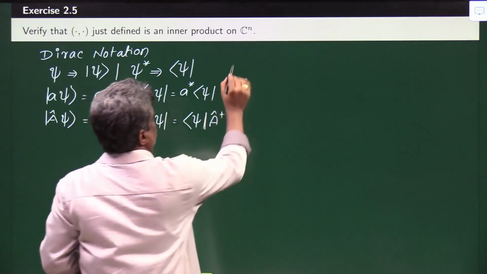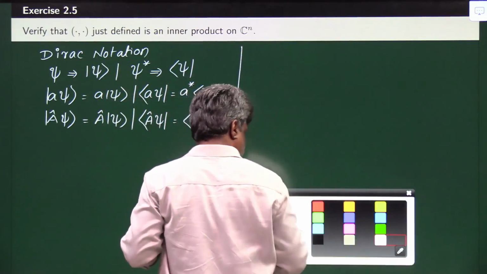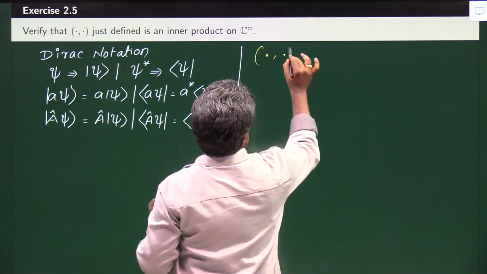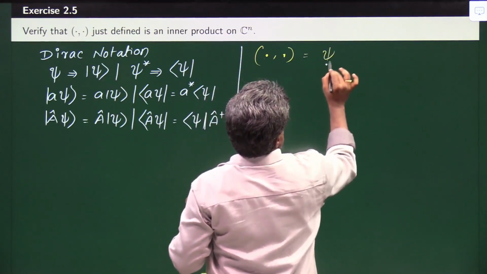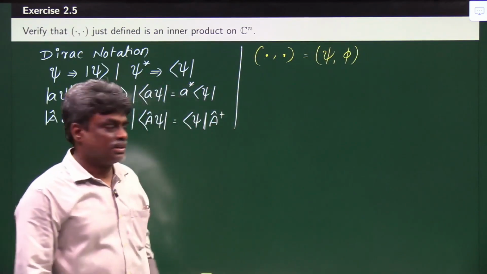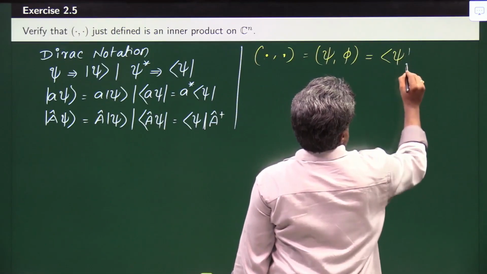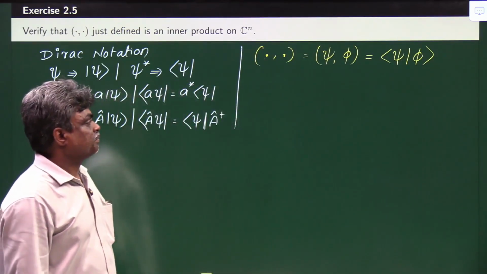Now let's come back. So what is this notation? Here in the textbook, they are using this notation. What is the meaning of this? Here one state vector, here one state vector, that is psi comma phi. This indicates the inner product. In Dirac notation, we can write this as a bra and a ket, bra psi and ket phi.